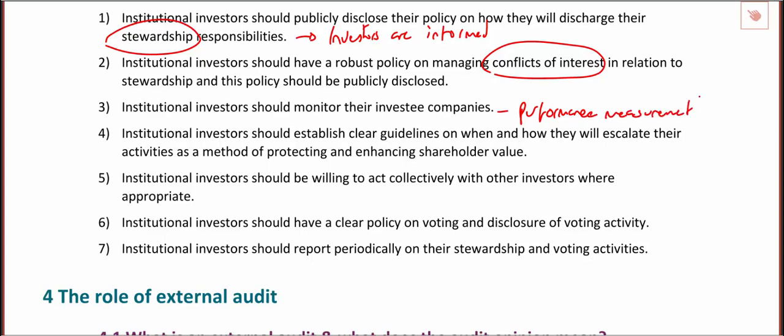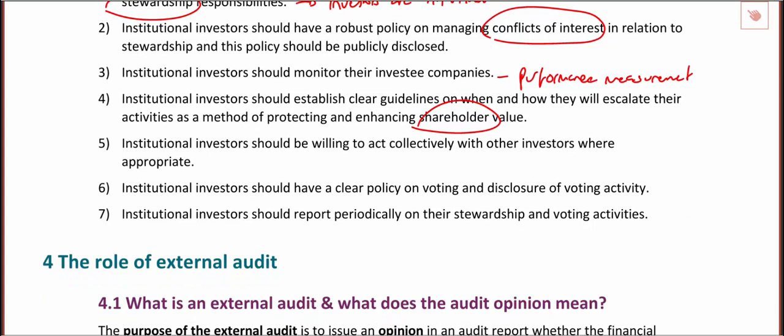Number 4, institutional investors should establish clear guidelines on when and how they will escalate their activities as a method of protecting and enhancing shareholder value. Again, telling me what the parameters are. What action do we take when an investment hits this level? So really detailing what you're going to do with my money. Number 5, institutional investors should be willing to act collectively with other investors where appropriate. So not just considering their own members, but where appropriate, where it will benefit their own members, or their own investors, joining with other investor groups.